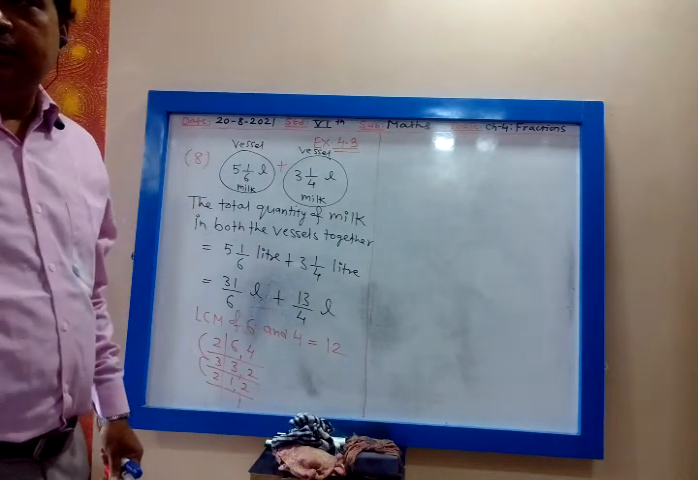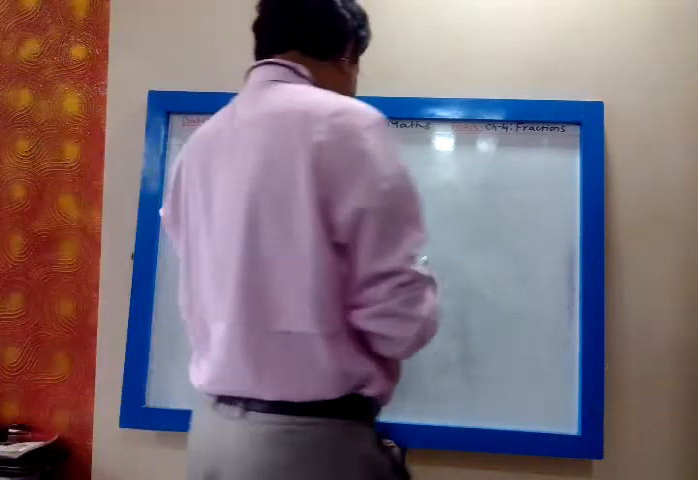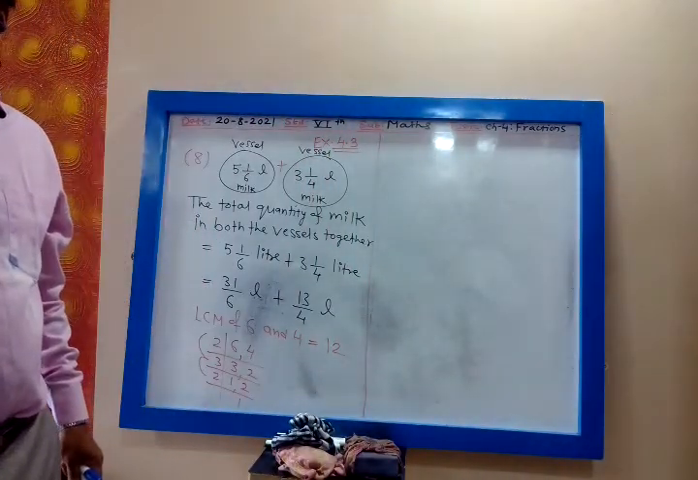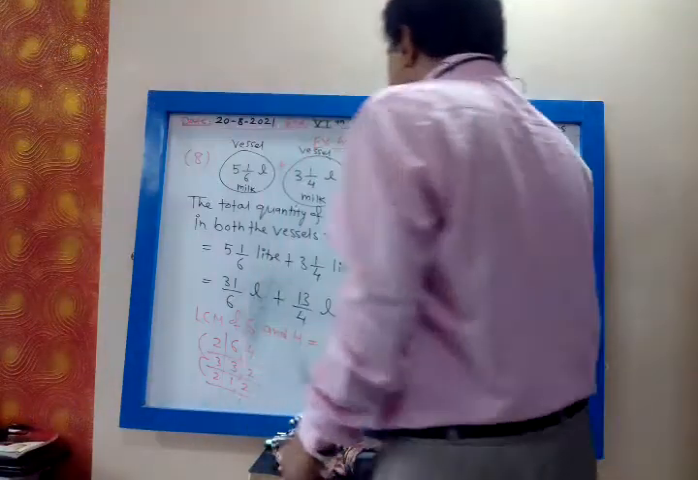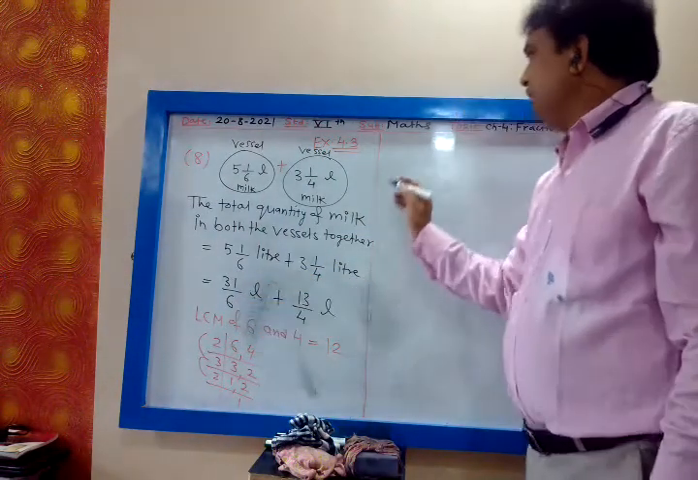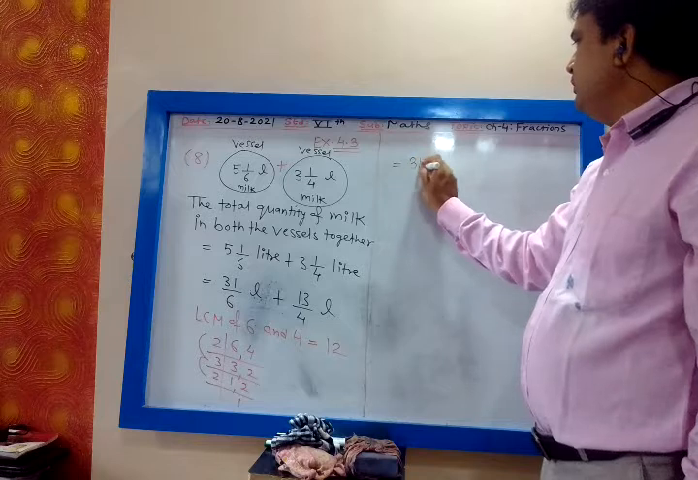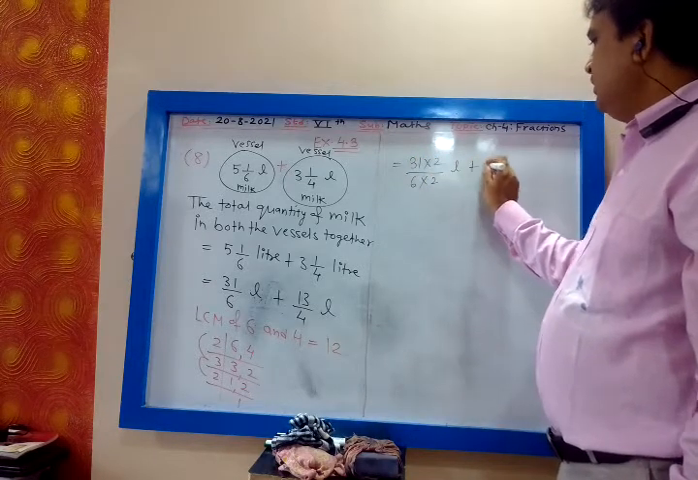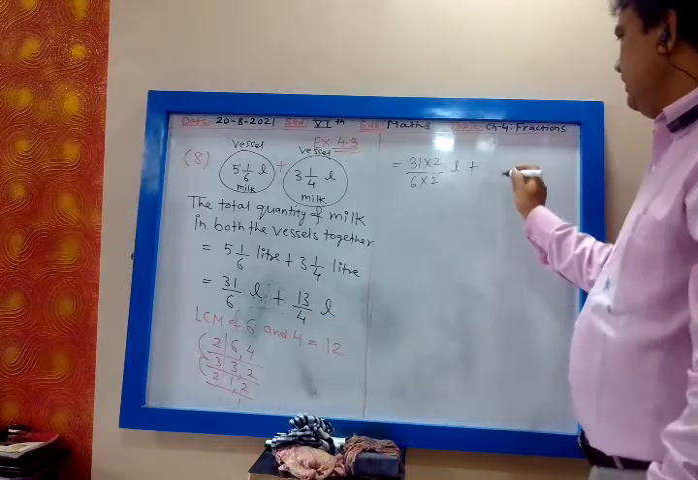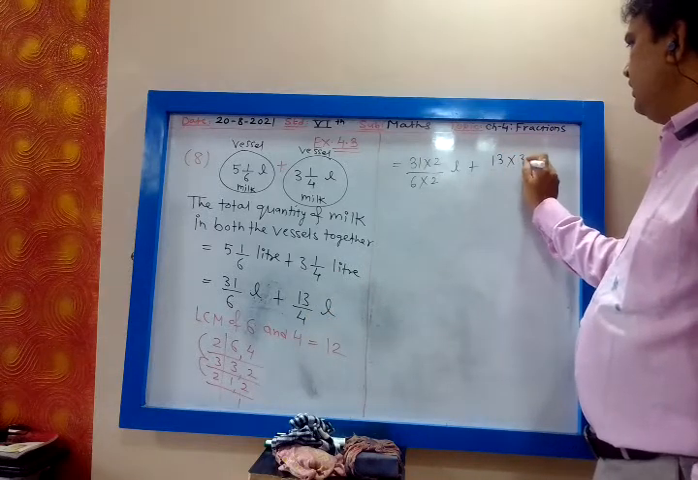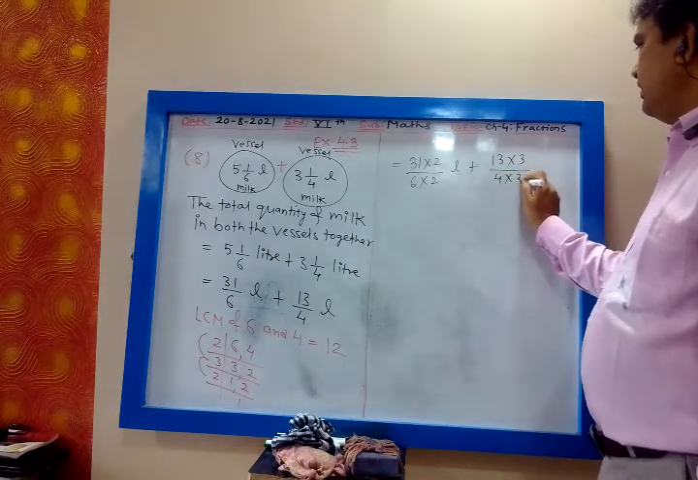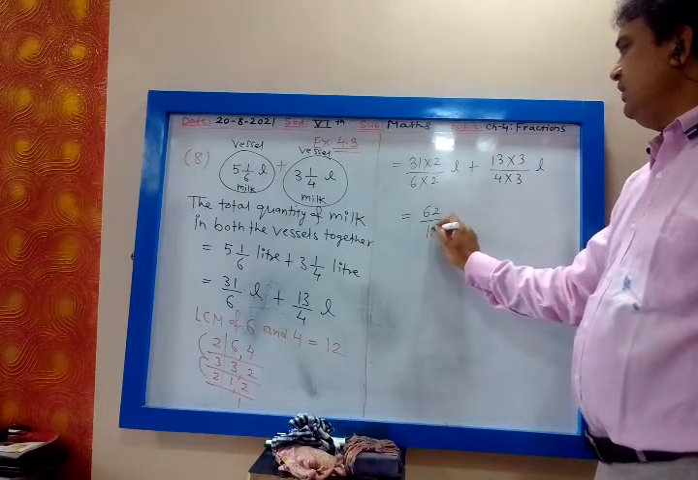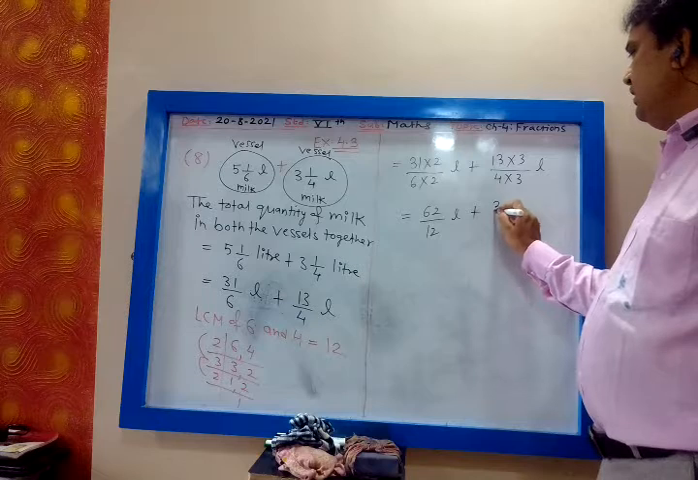The LCM of 6 and 4 is 12. Now you make the denominator of each one of them 12. So 31/6, multiply 6 by 2: 31 into 2 upon 6 into 2 liter, plus 13/4, multiply 4 by 3: 13 into 3 upon 4 into 3 liter. So 31 2s are 62, 62 by 12 liter plus 39 by 12 liter.